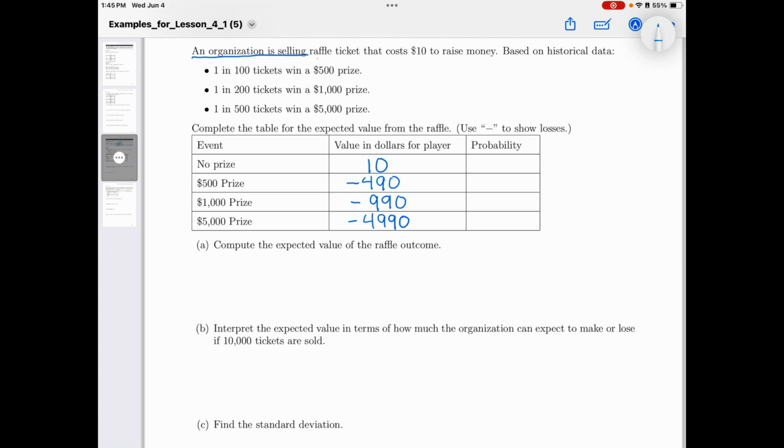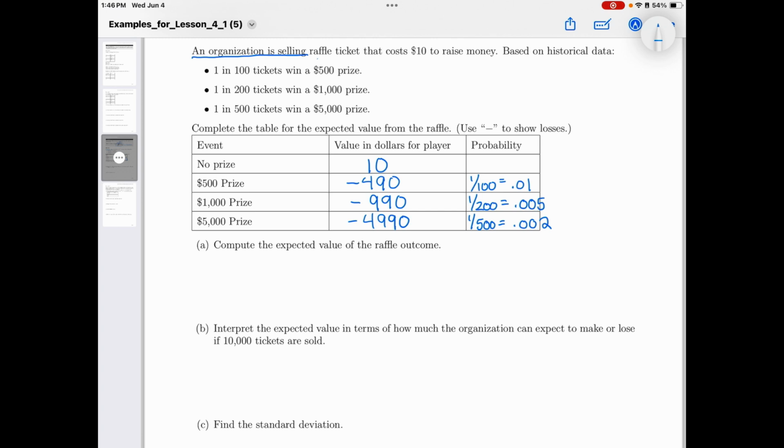Now, let's look at the probabilities that go along with each of these gains or losses. It says there's a chance of 1 in 100 to win $500. So 1 in 100 as a decimal would be 0.01. To win 1,000, that's a 1 in 200 chance. So that's a 0.005. And then to win 5,000, that's a 1 in 500 chance. So that's a 0.002 probability.